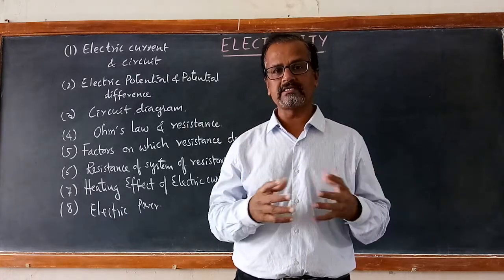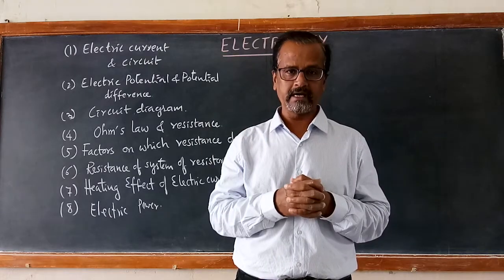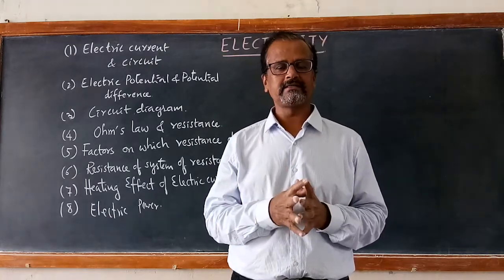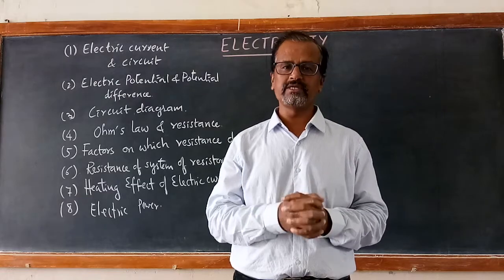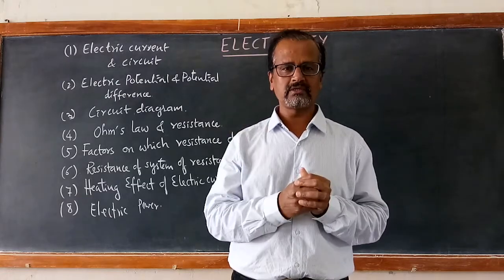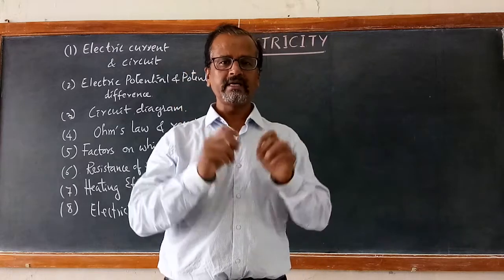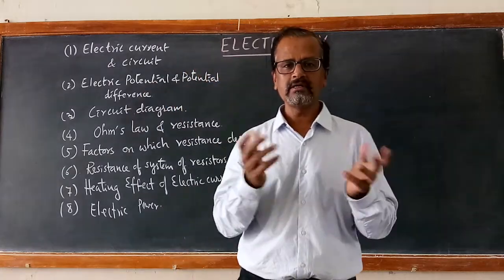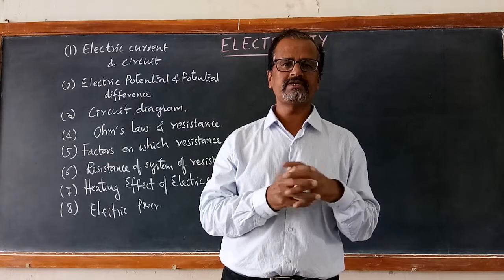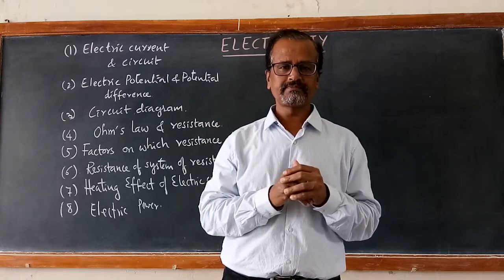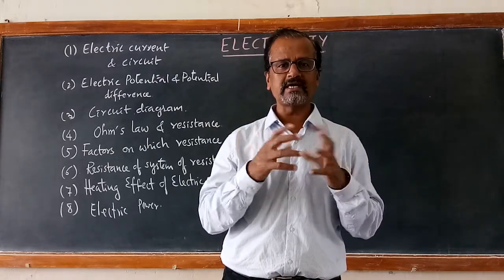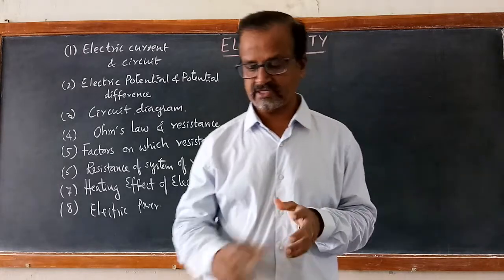Then what do you mean by flow of electric charges? On what conditions do the charges flow in a conductor? What do you mean by conductor? A conductor is the one through which the current flows, like copper wire, aluminum wire, iron rod. These are all electric conductors through which the current can flow. So when do these charges flow? First of all, what is the meaning of charge?